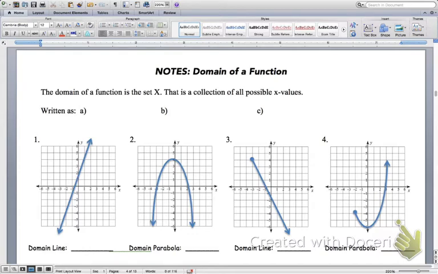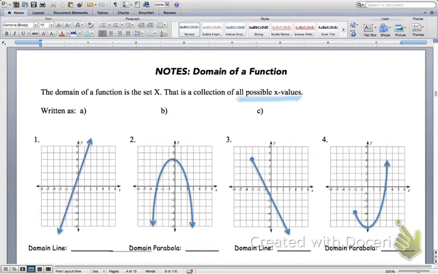The domain is pretty much the collection of all the possible x values that are allowed for a specific function. So again, any x value that is allowed to be substituted into the function. And how do we write that in our notation? So there are three ways to do that. So I'm going to go ahead and write those out.